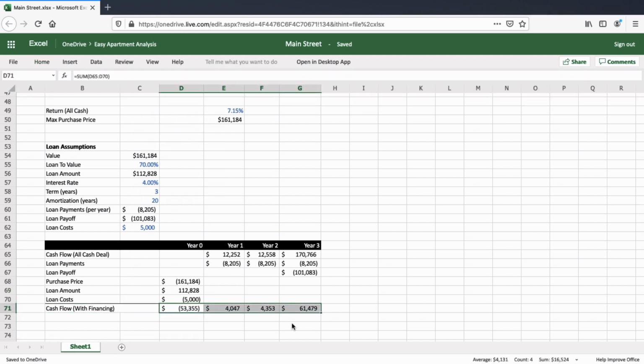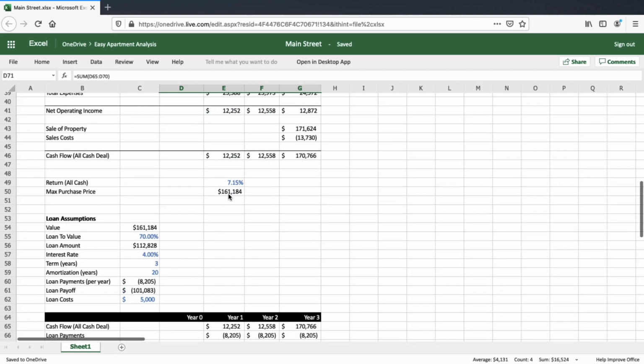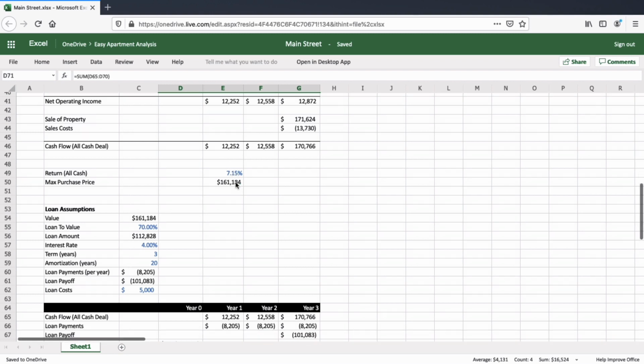So what we're looking at down here is the money you as the investor need to come up with, which is the $53,000, and the cash flow you're going to pull out of this investment over the next 3 years. This is all the money that's allocated to you, the investor. So if you're buying the property all cash, you'd pay $161,000, and you would get back these cash flows in the future. And that would get you a 7.15% return.